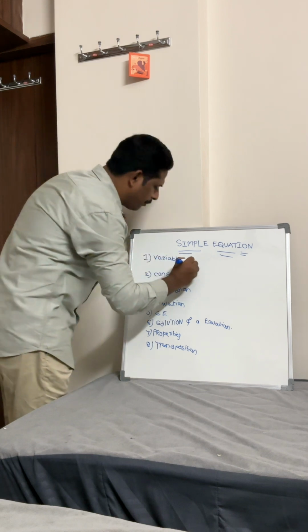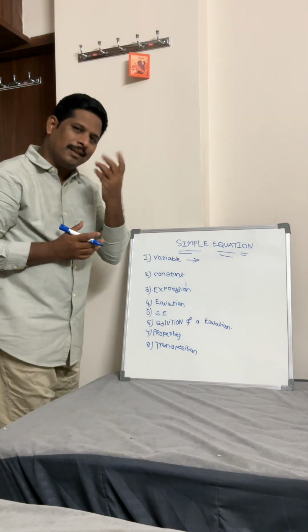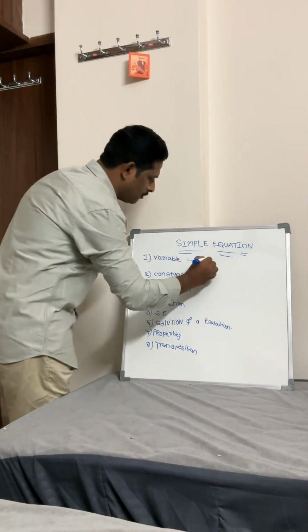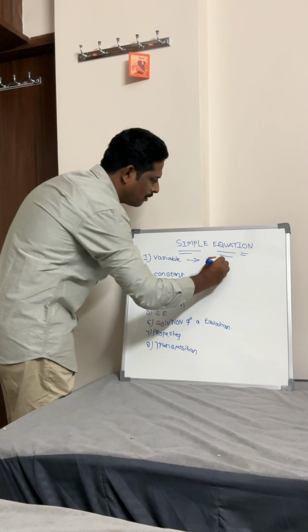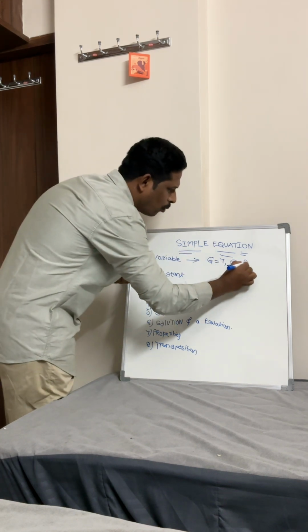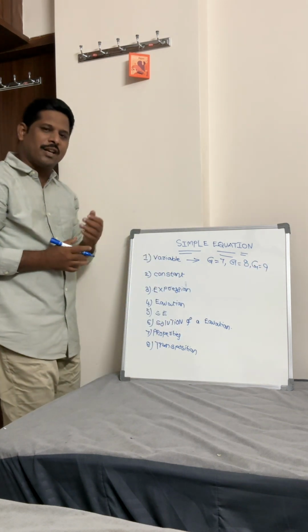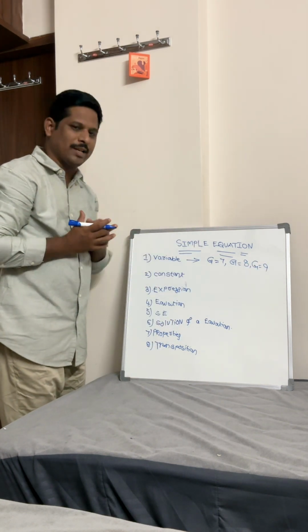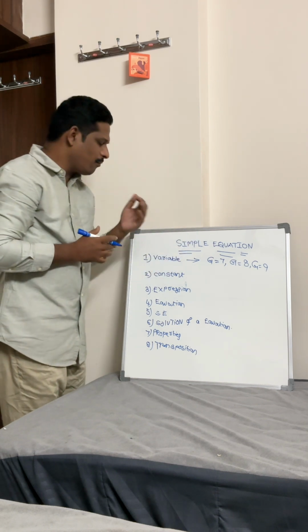See, what is a variable? Let us take one letter. It may be y. One time the y value is 7, one time the y value is 8, one time the y value is 9. So by solving the different equations, we are getting different solutions. So this is the variable. It can vary.